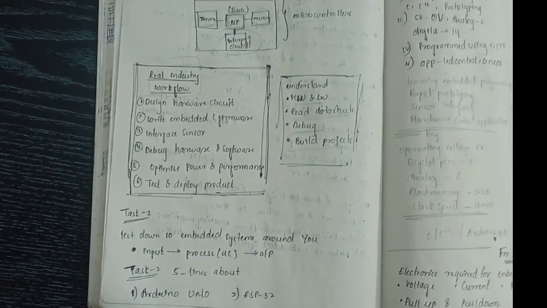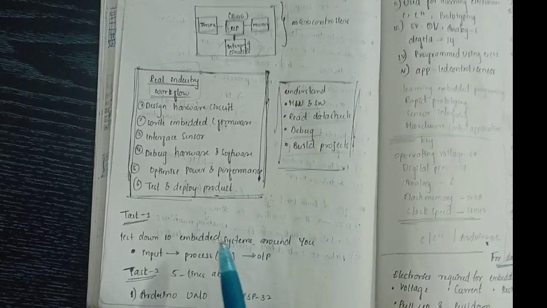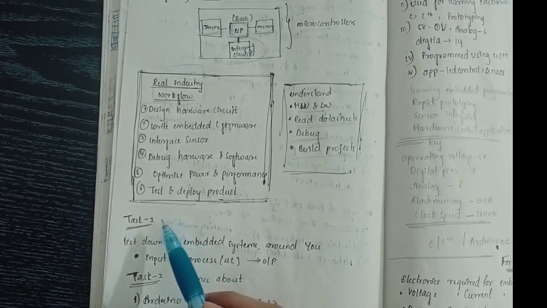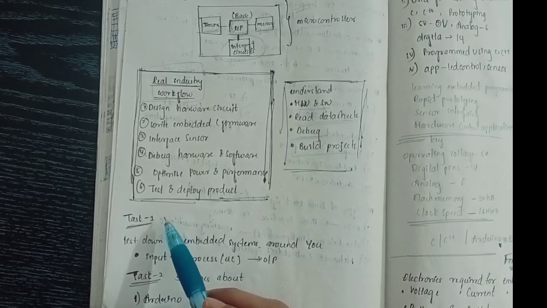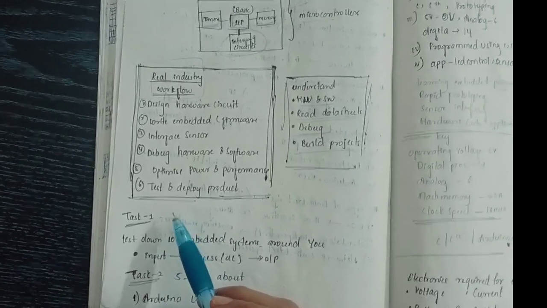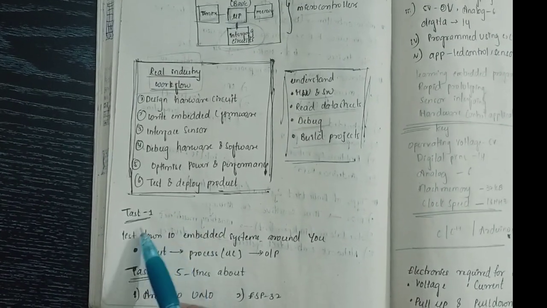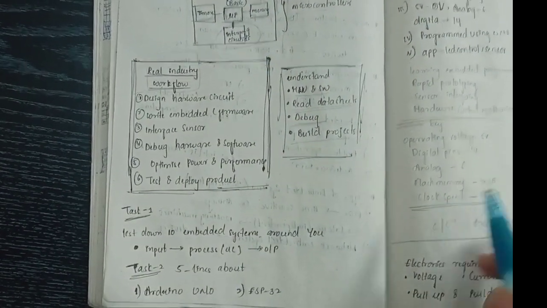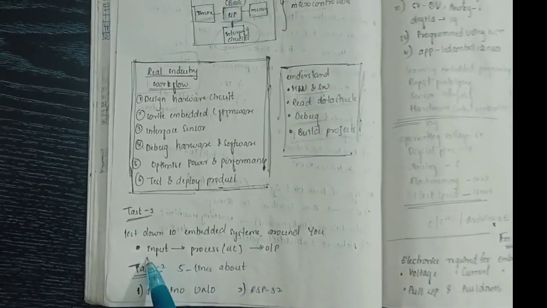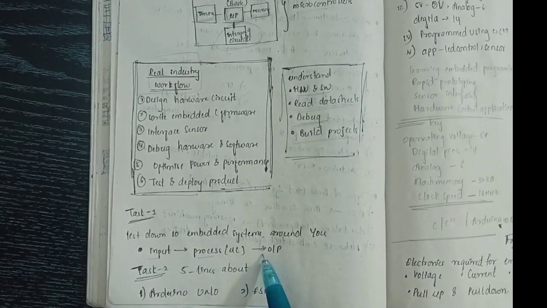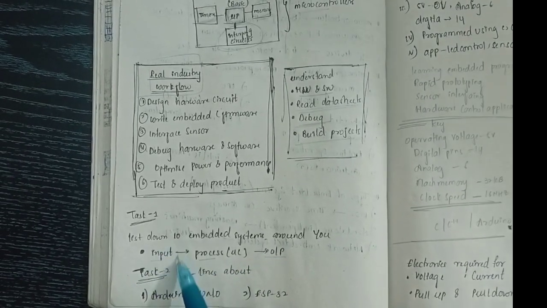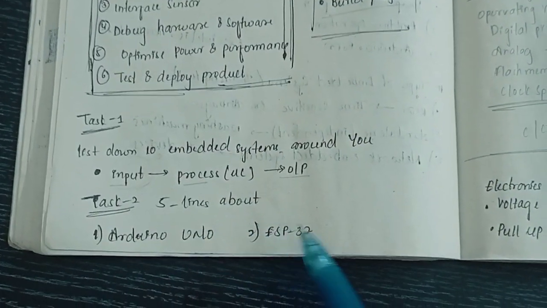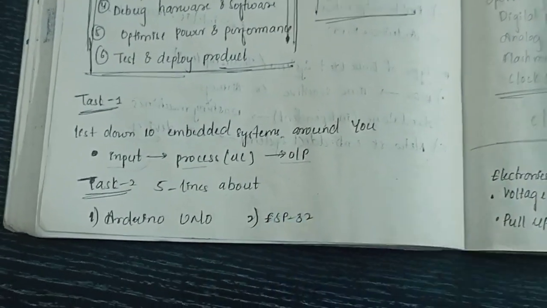So that's it for this video. There's a task to check how much information you got. There are two tasks. Task 1: list down 10 embedded systems around you, and to make sure, identify the input, processor, and output. The input and processor examples are Arduino Uno and ESP32, which are microcontrollers.